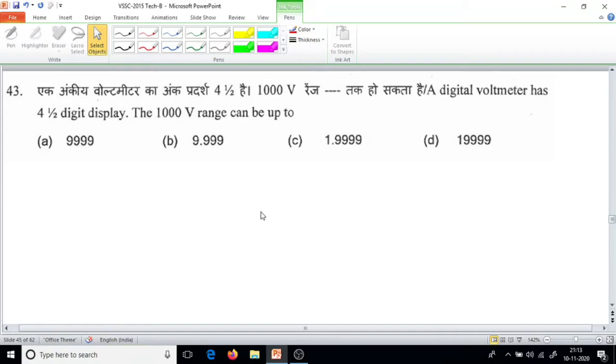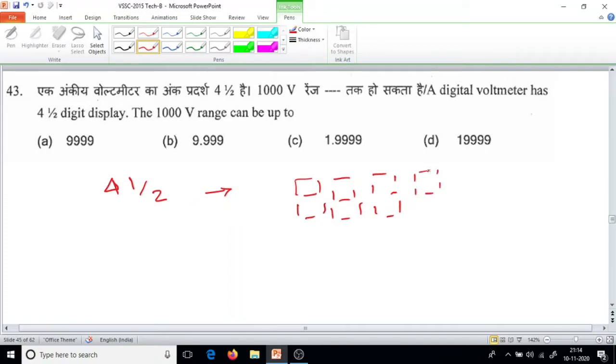Question number 43. A digital voltmeter has a 4.5 digit display. The 1000 volt range can be up to what? Whenever it is 4.5 digit, that means there are 4 seven-segment displays, and in total there will be 5 seven-segment displays. But the MSB will vary only from 0 to 1.